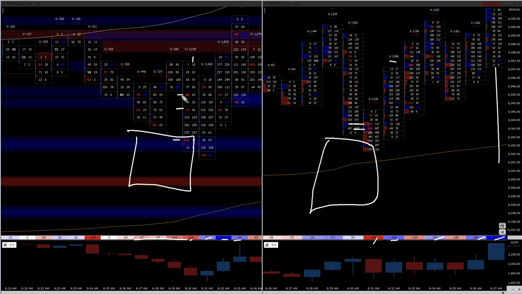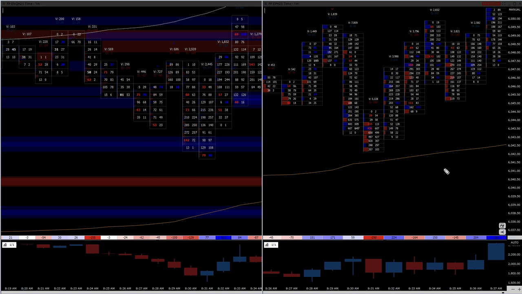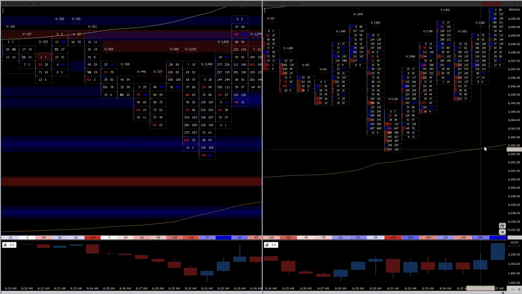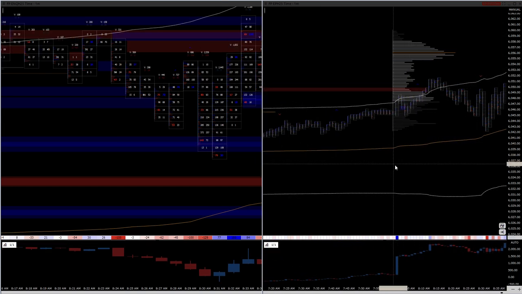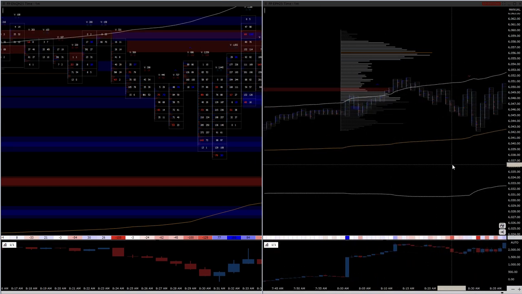So on the footprint, you just want to look for these imbalances right here. All right. Just to see that there's way more sellers. And then in response to that, you want to see some bullish imbalances. All right. This isn't really the best example in my opinion, but as long as you get the concept, that's all you need.